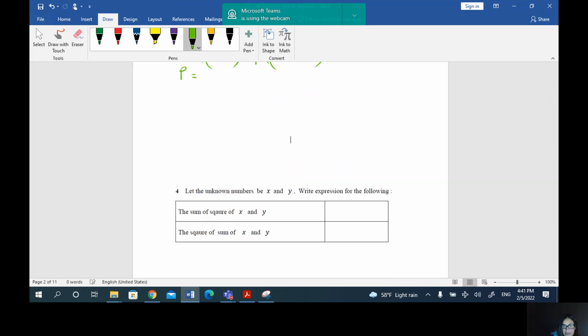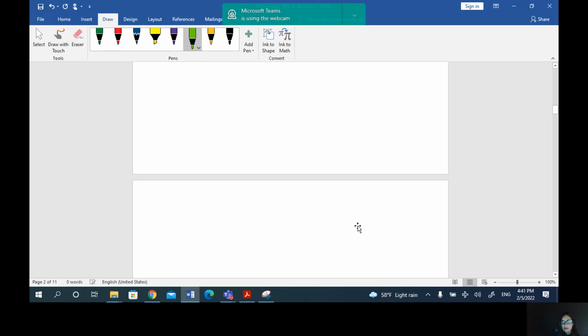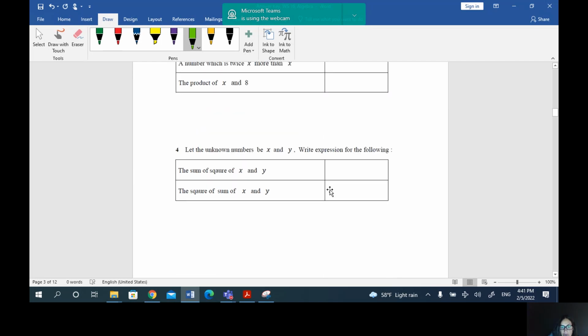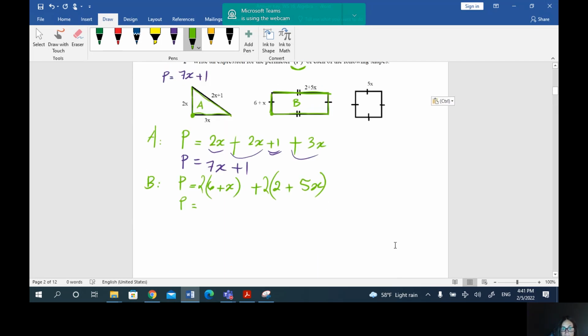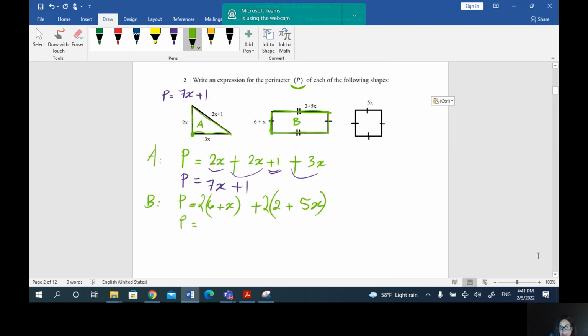I just want to have things organized here. So, okay, we're going to expand. At first, we wrote the expression for the perimeter, and now we need to put the expression in its simplest form. So we're going to expand.